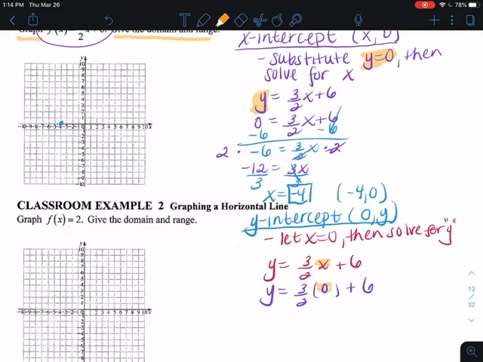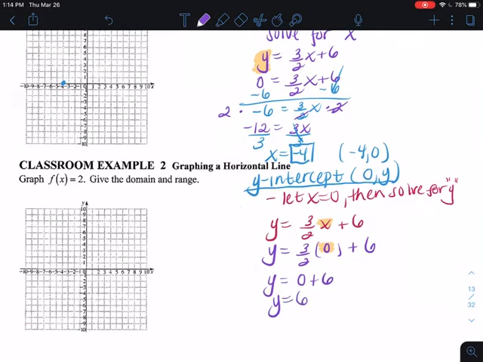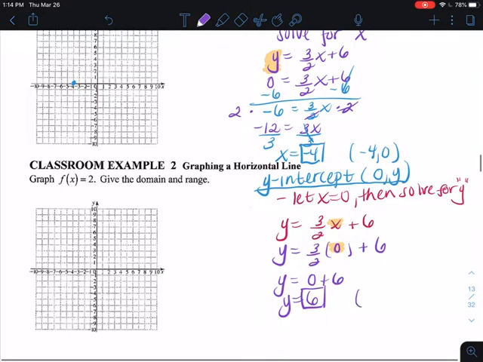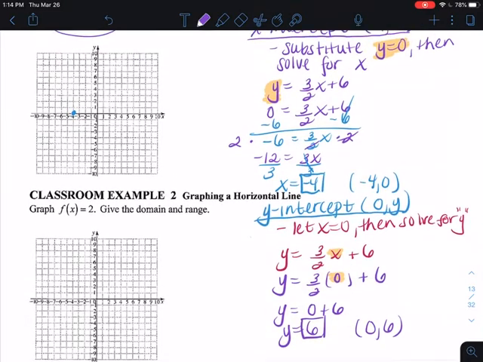So this x became a 0. Anything times 0 is 0. So this becomes 0 plus 6, which is just y equals 6. So this is your y-intercept. As an ordered pair, it would be 0, 6. So when I plot this point on the graph, this is 0, 6. And that's all you need to sketch a graph of a line. All you need is 2 points, and then there's your line.